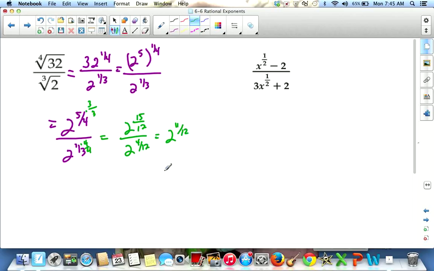And we want to write it in radical form, so remember the denominator comes out to be our exponent, or our index rather. So it's going to be the 12th root of 2 to the 11th would be our answer.